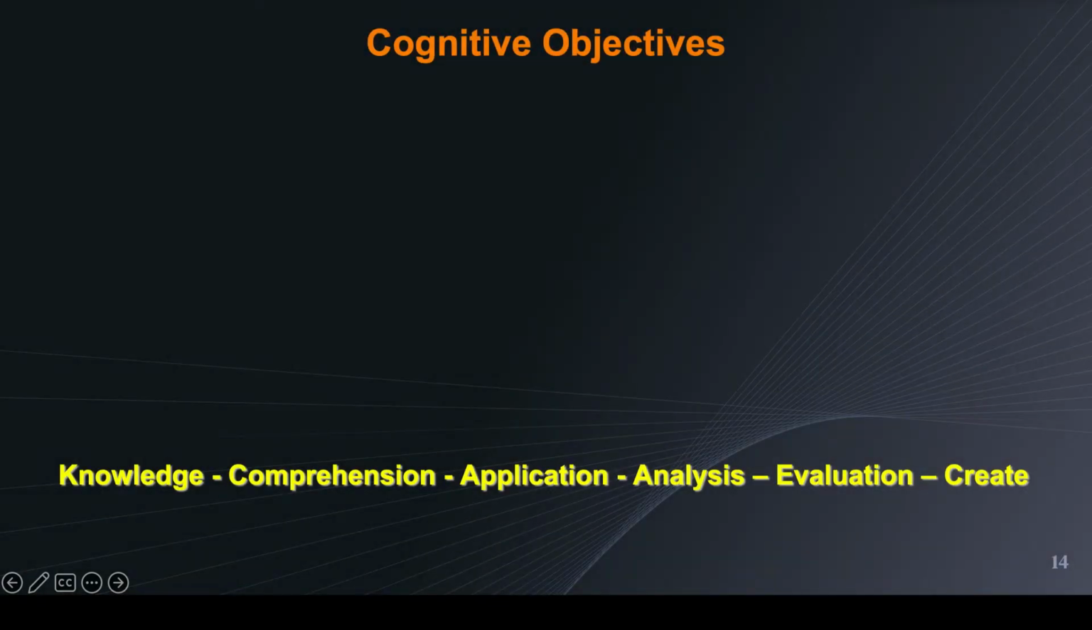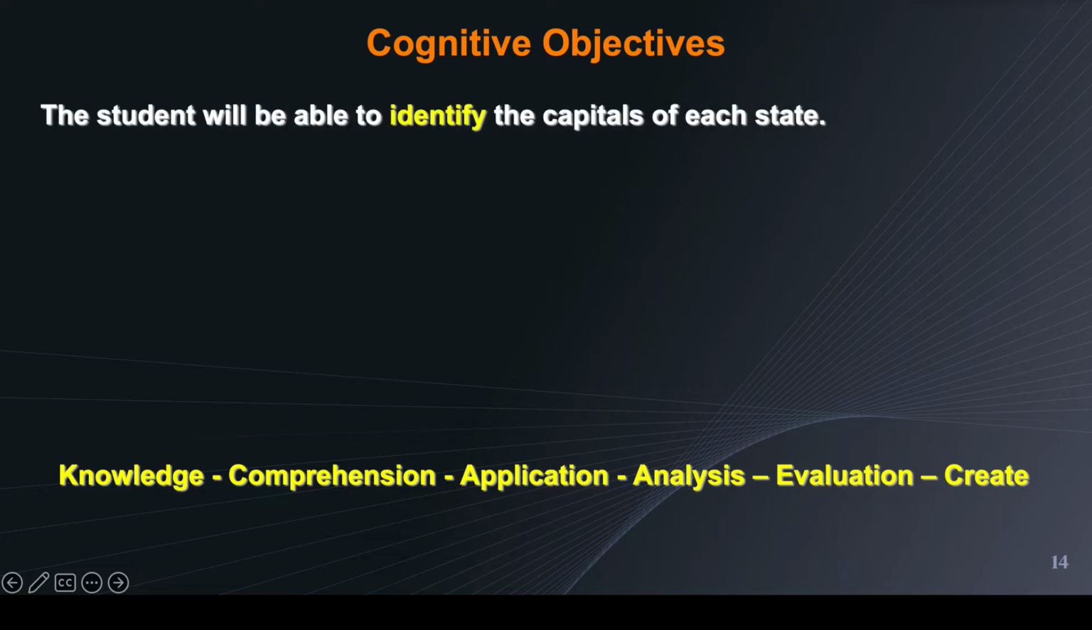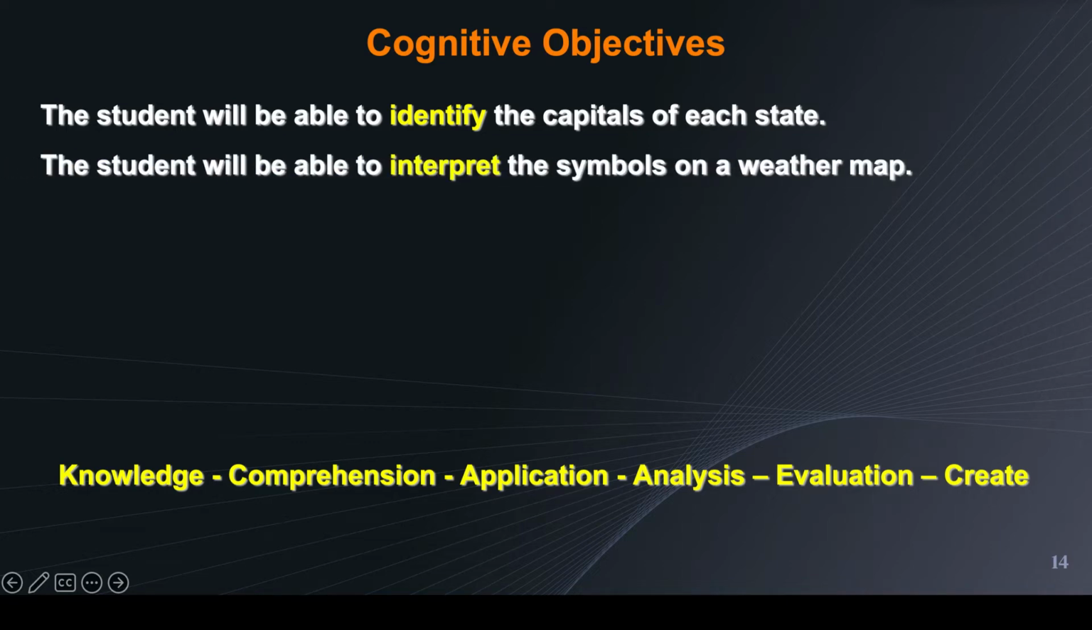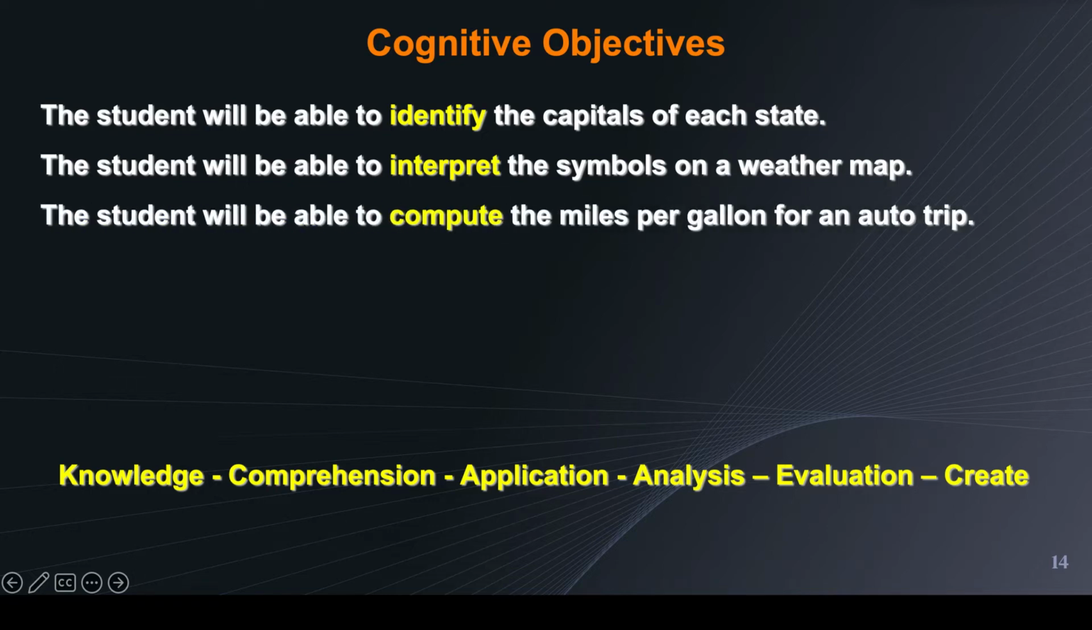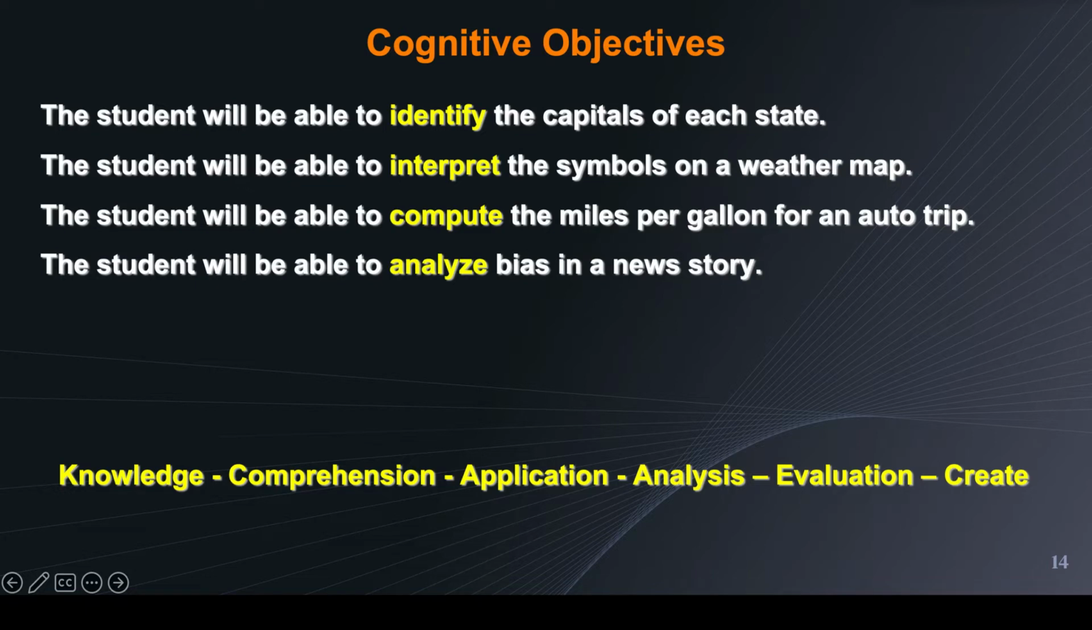For example, if you wrote cognitive objectives on the 6 different levels, first one might be that the student will be able to identify the capitals of each state. That is simple knowledge recall. The student will be able to interpret the symbols on a weather map. That is, they're going to have to understand what the symbols are and be able to comprehend it, explain it. The students will then be able to compute the miles per gallon for an auto trip. That is, they're going to apply what they learned about miles per gallon to a specific situation.